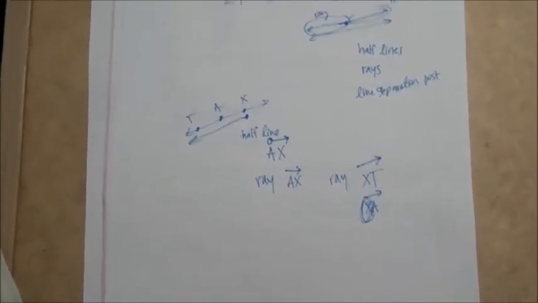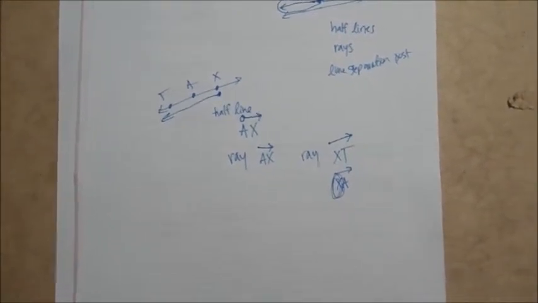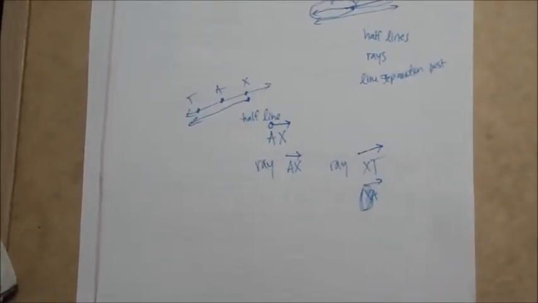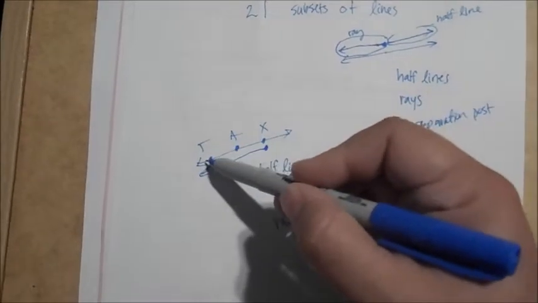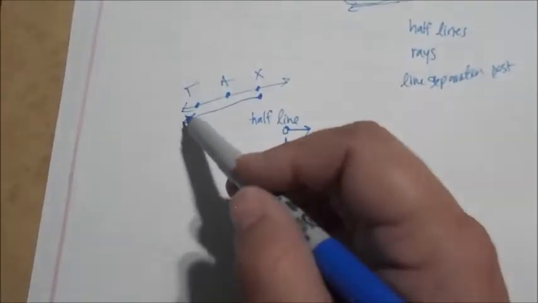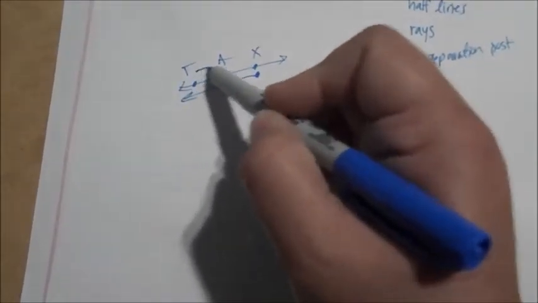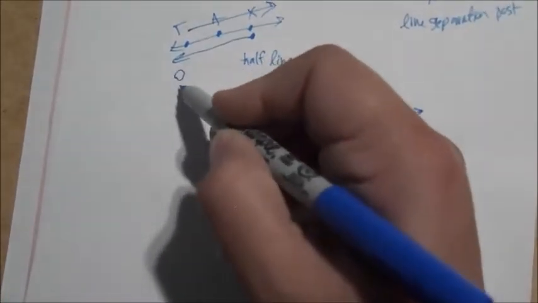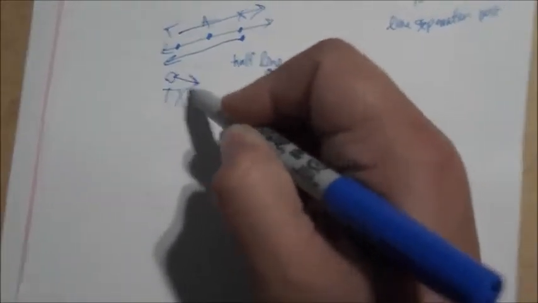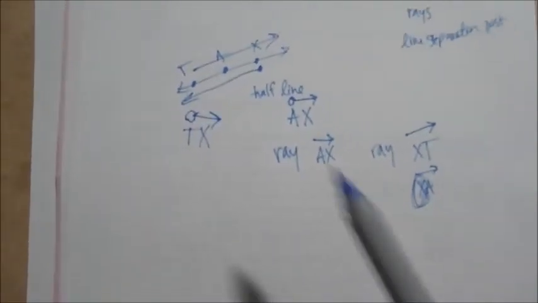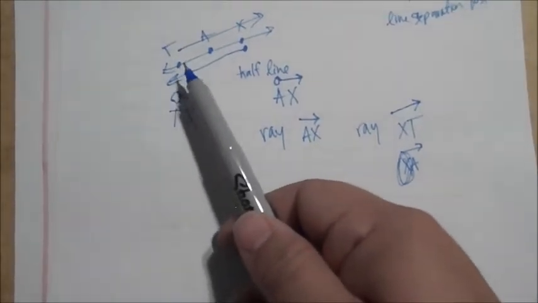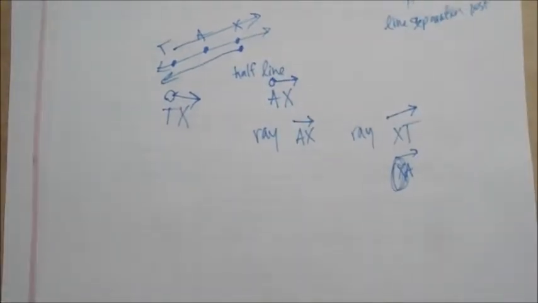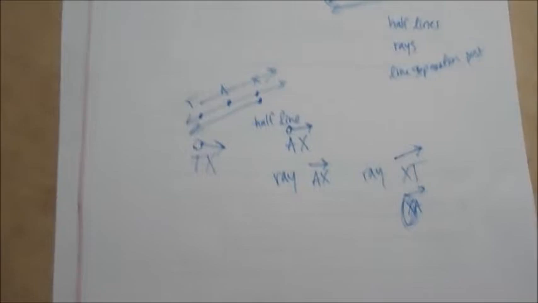That way, if you told somebody else you wanted them to look at ray XT, they would know which direction to go. We could also talk about half line TX, and it would mean all of the points that are on this side of T. So we would do half line TX like that. And then you should be picturing, okay, it's starting here. I'm not including point T, but I'm including all of the points going towards X.